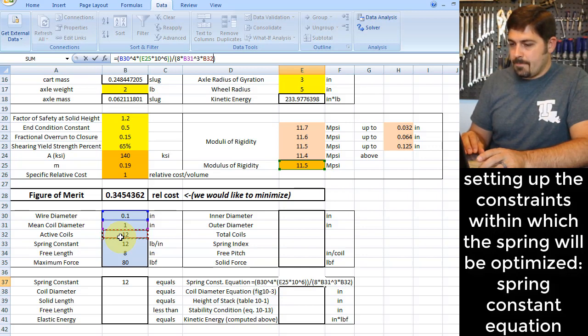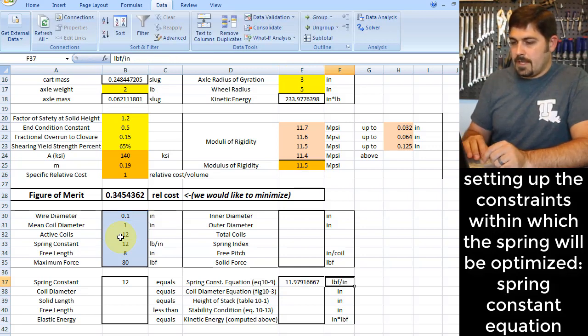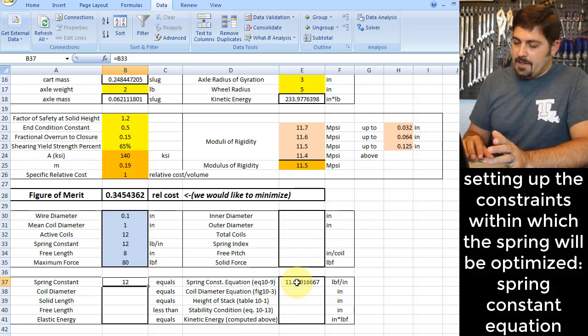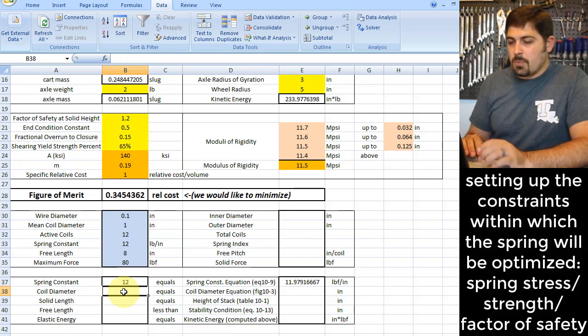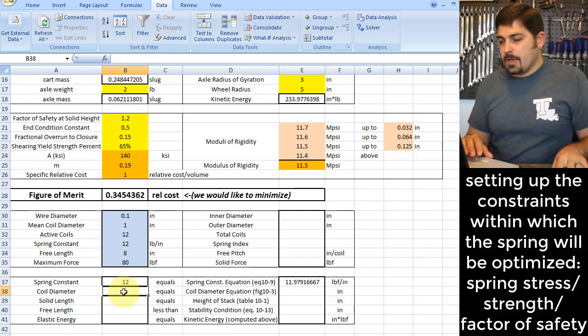So that puts in this value here. And you'll notice these don't equal each other right now, because we haven't actually done the solution yet. This is the spring constant we guessed. This is the spring constant that's being calculated based on the other parameters in the solution set. All right, the next one we want to do is one of the more tricky ones.